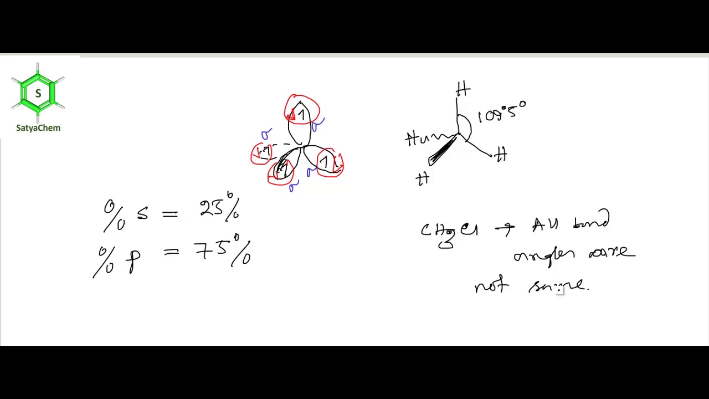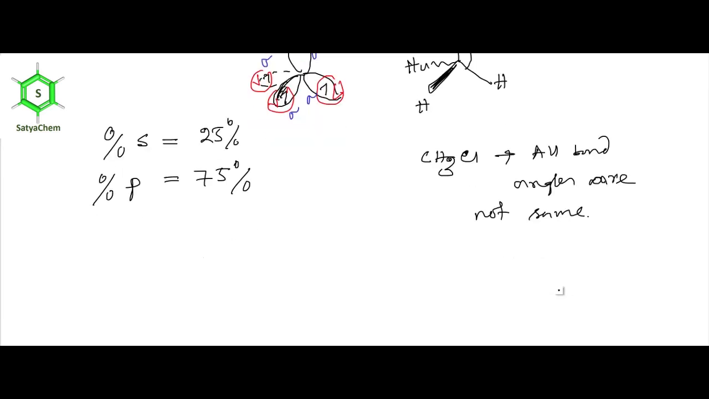More dramatic deviation has been observed in water, where the HOH bond angle is 104.5 degrees. So we cannot assume that all compounds like CH4 and CH3Cl will follow pure sp3 hybridization. There are some deviations. Why this deviation comes, we'll learn later.